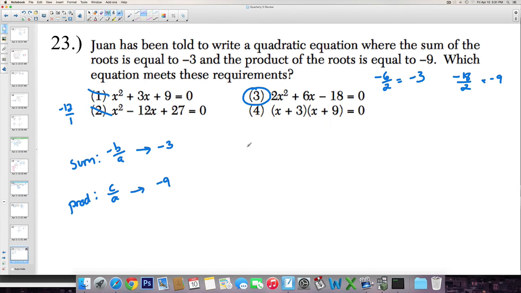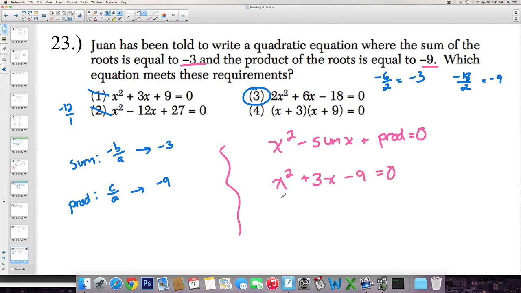The other way that you could have done it was to use this: x squared minus the sum of the roots times x plus the product of the roots equals 0. So we were told the sum is negative 3, so x squared plus 3x, and the product of the roots is negative 9, so minus 9 equals 0. If we take a look here, that's actually none of the choices. But if you notice, choice 3 is really just both sides multiplied by 2. So 2x squared plus 6x minus 18, and 2 times 0 is still 0. So you could have done this method too, but just realize that both sides are multiplied by a factor of 2.